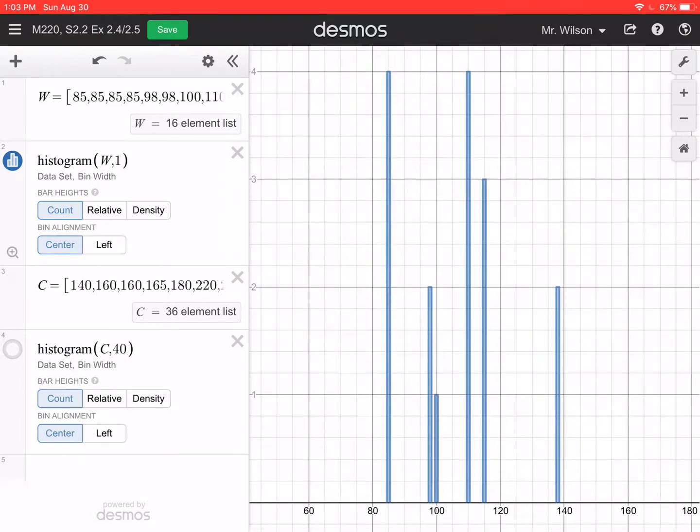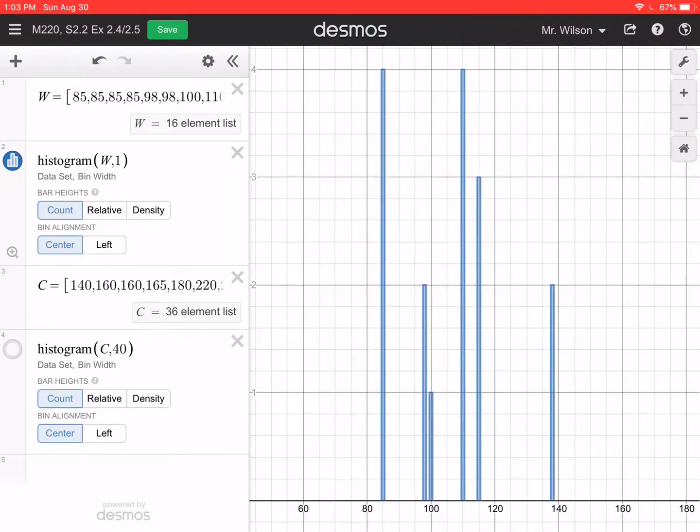Okay, and there we have it. So this is what our data looks like. And then you can start looking for patterns, looking for trends, things like that. So there are different ways of creating histograms using different software, using calculators, but I'll always pretty much use Desmos for it. So there we go.